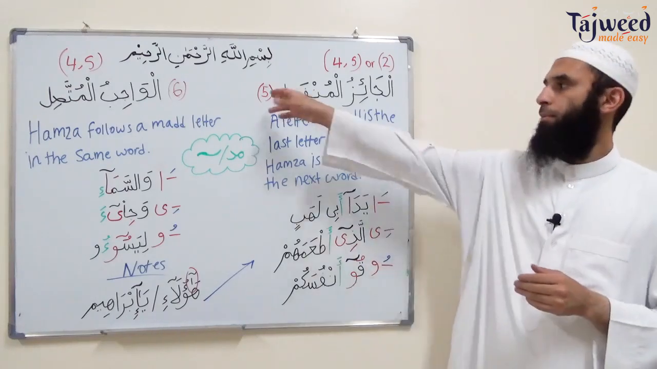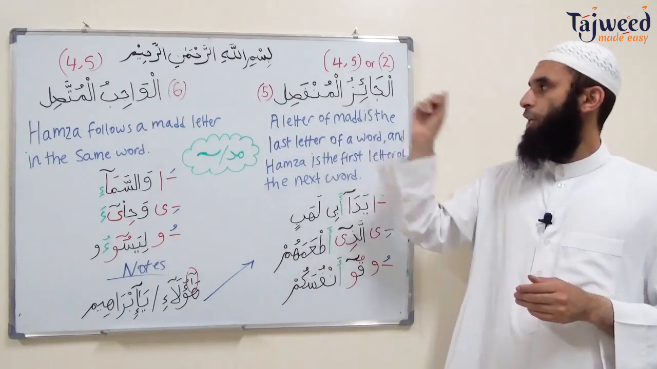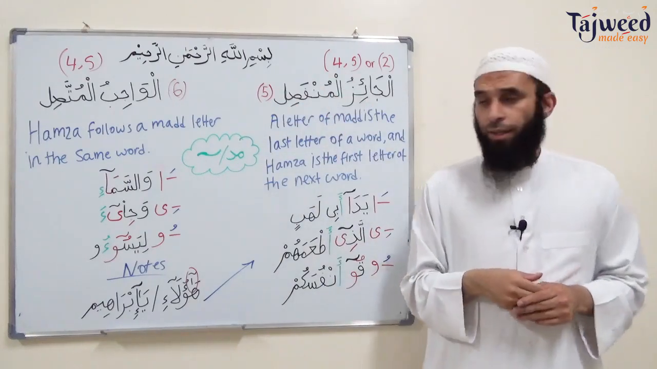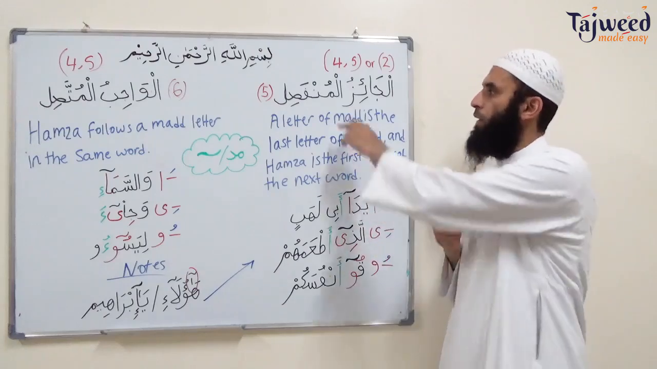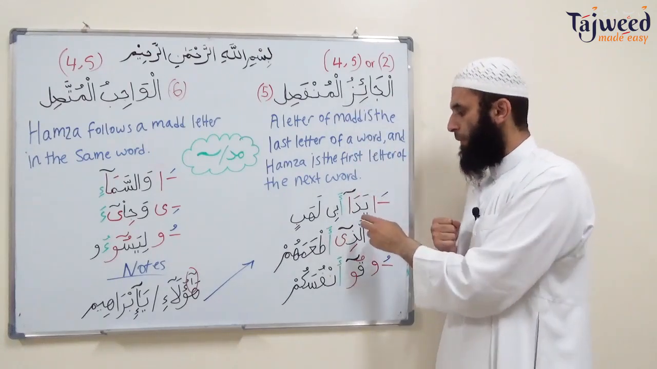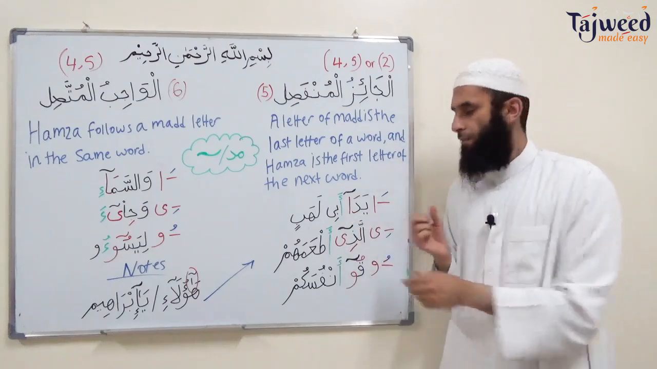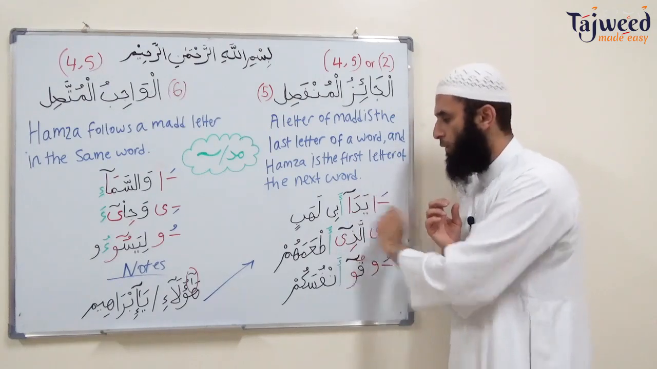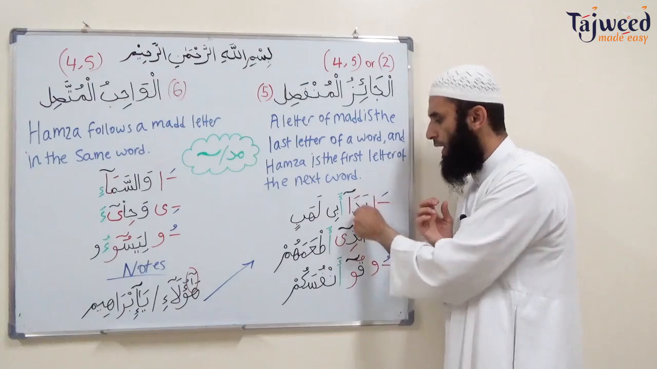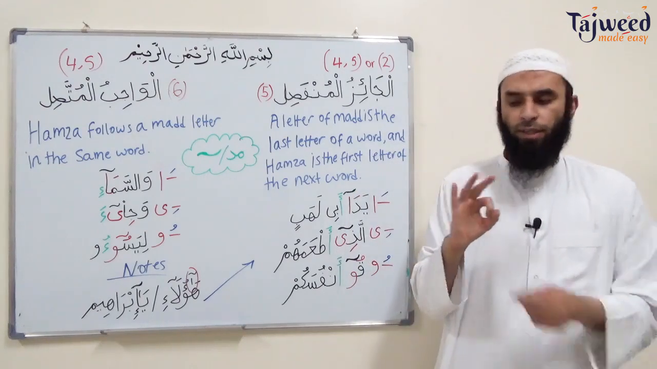Today we're going to do mad number 5 and mad number 6, mad al-Jaiz Munfassil and Waajib Mutassil. Now we're going to find out what they are. So number 1, al-Jaiz Munfassil. This just means we have a word, end of the word. If the end of the word, and we're not stopping on that word, we're continuing, ends with one of the 3 letters of mad, alif, waw, ya.